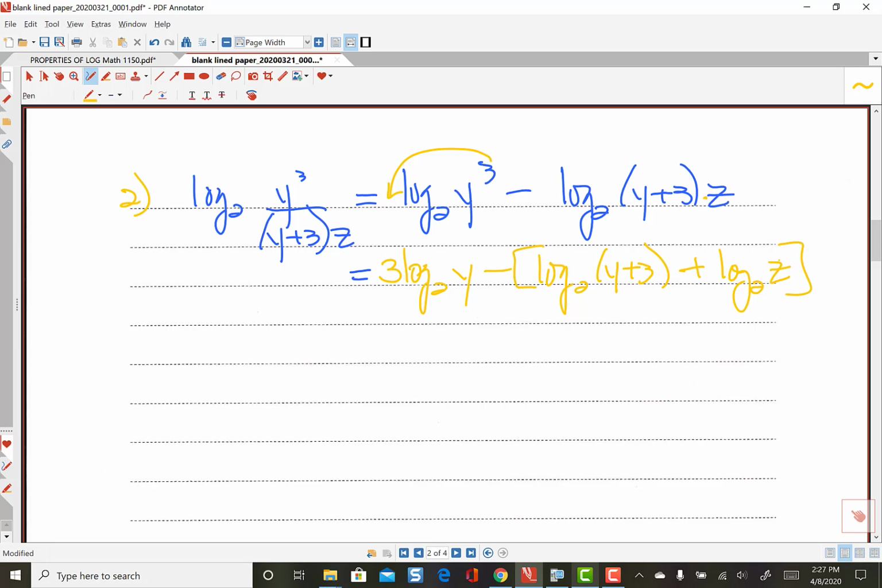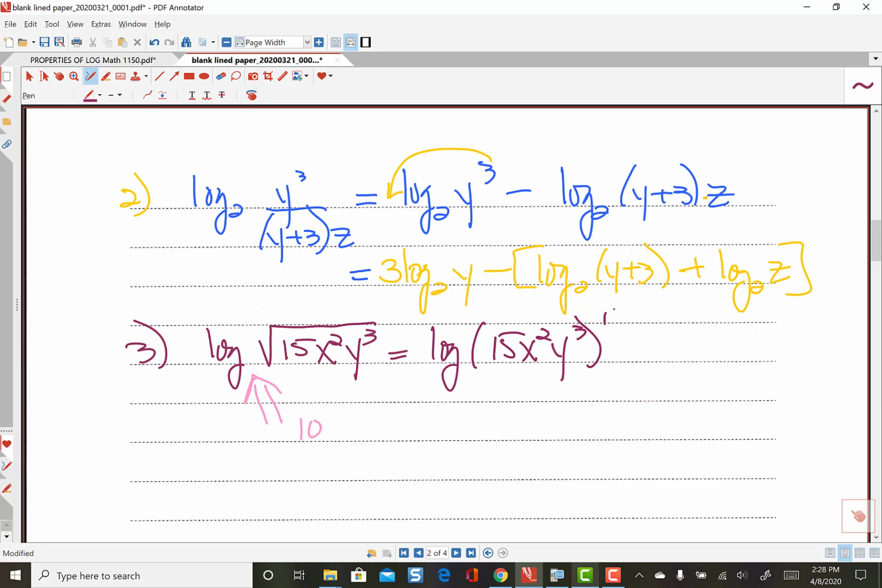Okay, so let's do one more like that where we're going to expand this out. Let's say, for instance, I had the log of the square root of 15 x squared y cubed. First of all, if you were looking at this problem, notice there's no base indicated here, so we need to know that's a base 10 log. Secondly, if we are taking the square root of something, we are raising that to the 1/2 power. So let me pull that exponent out in front of the whole thing, and then we'll start splitting this up.